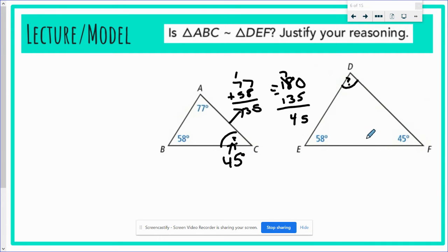And now I can already tell that these two triangles are similar. I don't even need to find angle D because angles B and C are 58 and 45, so angles E and F are also 58 and 45. That actually means that this angle has to be 77 because the sum has to be 180. We only need two angles, because if two of the angles are the same, that automatically means the third one is the same to make the sum 180. So these two triangles are similar because they have congruent angles. All right, let's keep going.